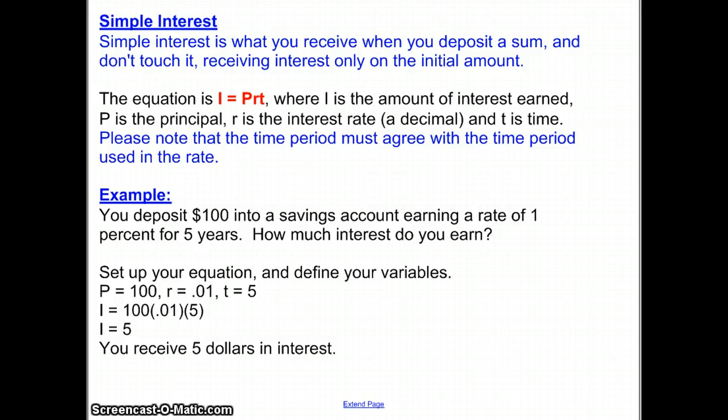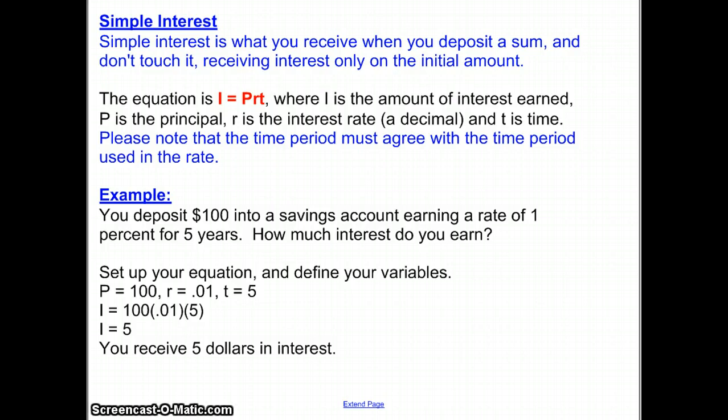So the equation for simple interest is that the interest equals the principal times the rate times the time, where I is the amount of interest earned, P is the principal, that means the initial amount you put in the bank, and R is the interest rate, that's always a decimal.